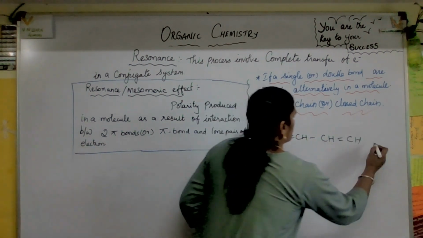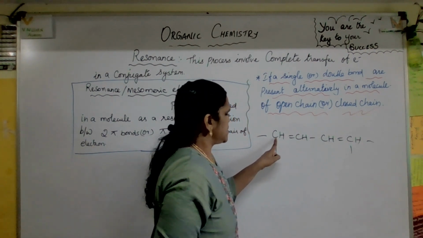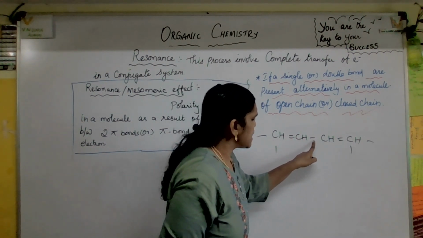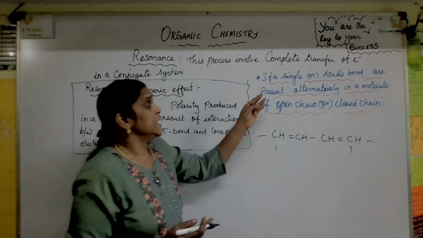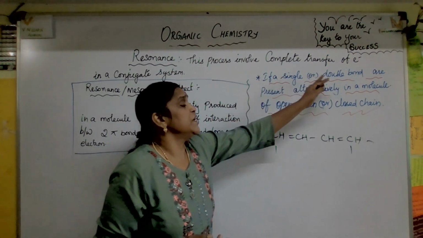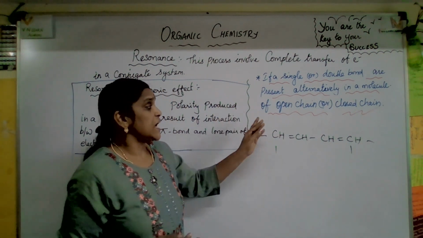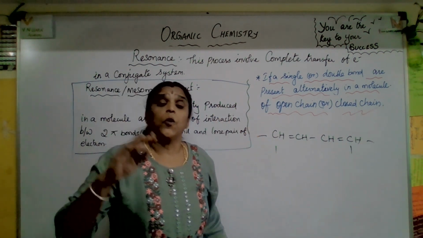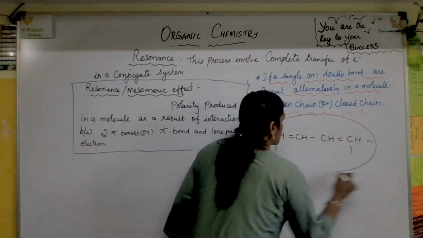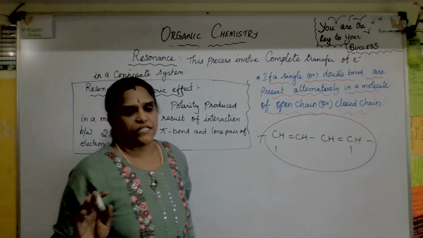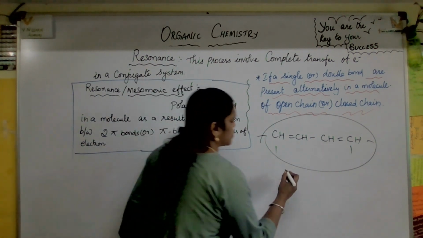Now just note this down. Here CH double bond CH, single bond CH, double bond CH. So alternately single bond and double bond are present in a molecule, which can be an open chain or a closed chain. That part is called a conjugated system. I'll give more examples for this.